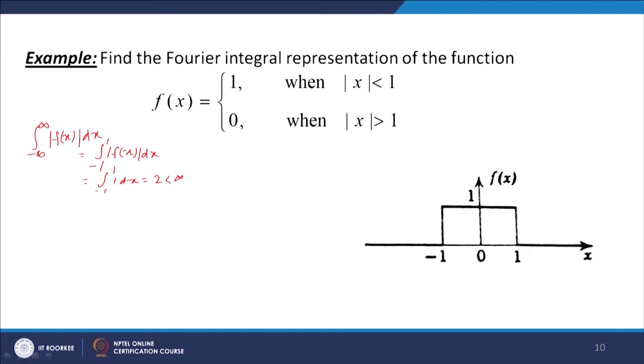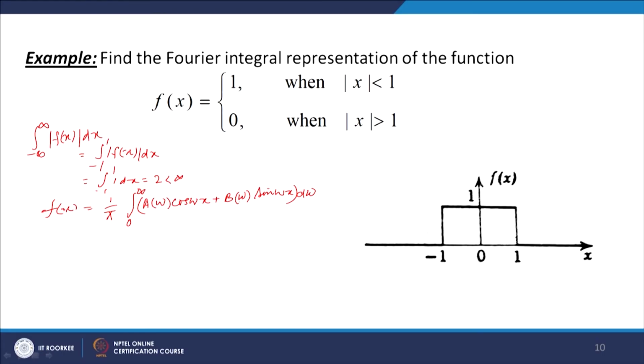Now, let us recall the definition of the Fourier integral. Let x be a continuity point. So, f(x) equal to 1 over pi integral from 0 to infinity of [A(omega) cos omega x plus B(omega) sin omega x] d omega. Let x be a continuity point of f. So, then the Fourier integral becomes equal to f(x).